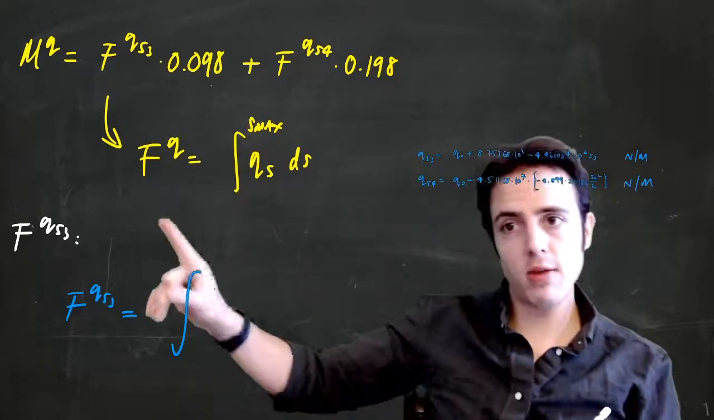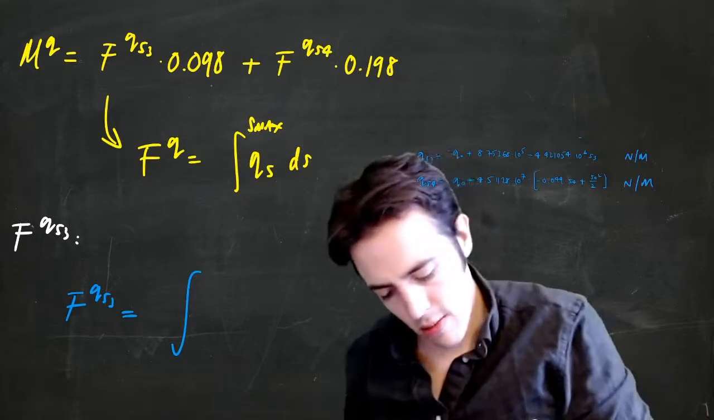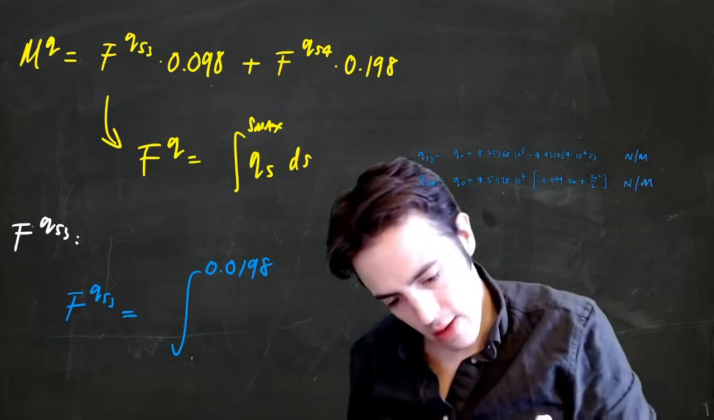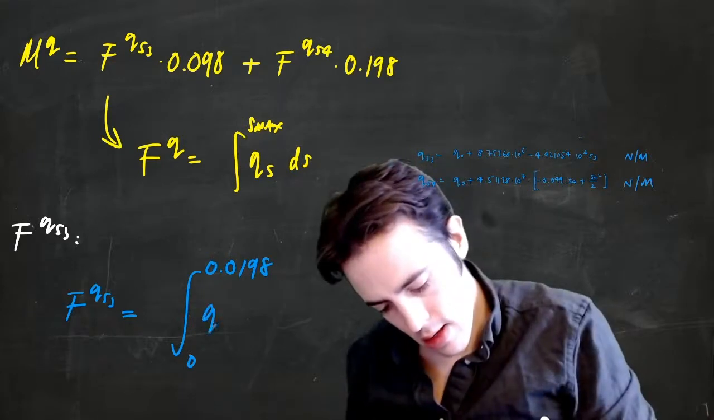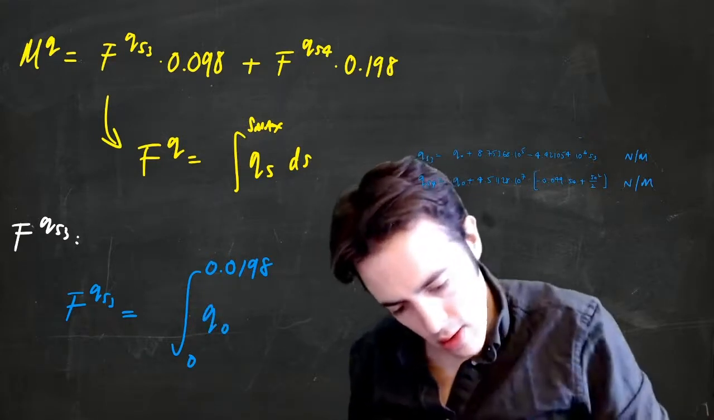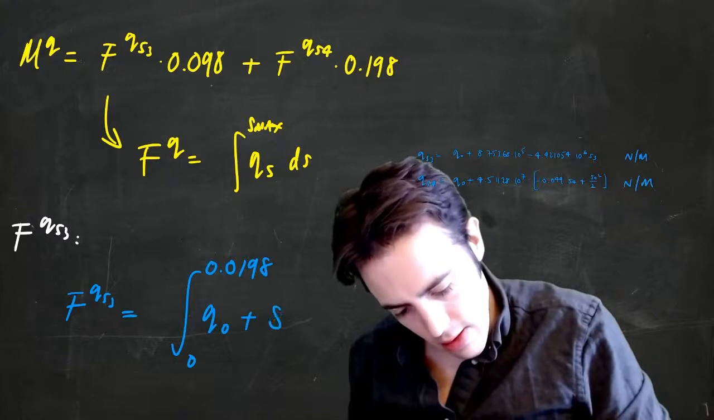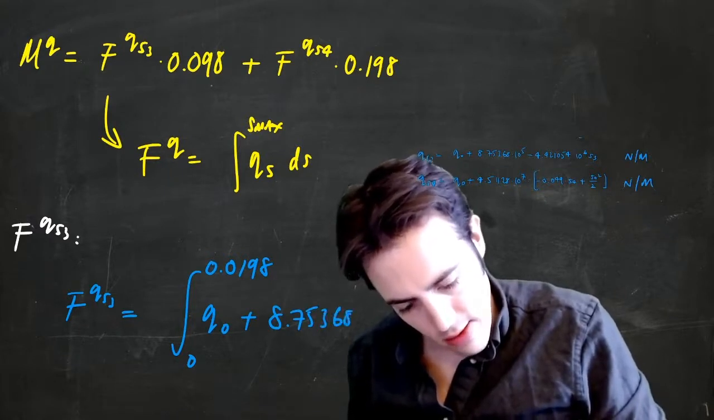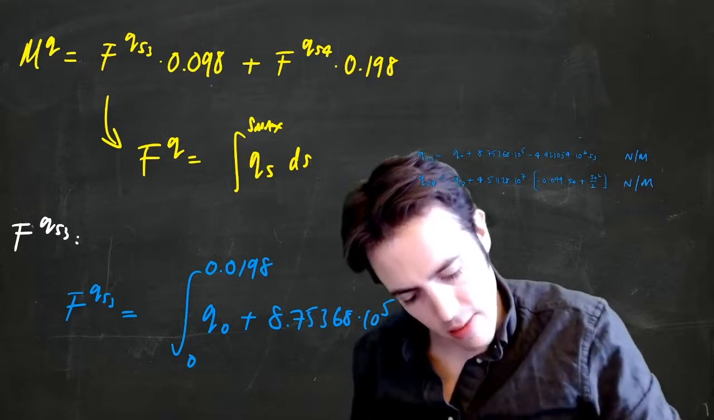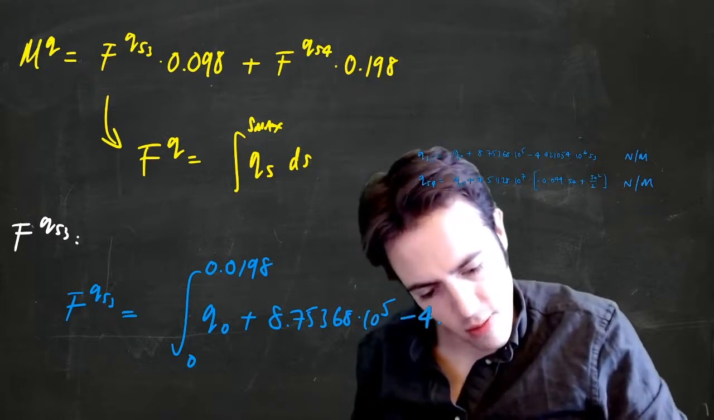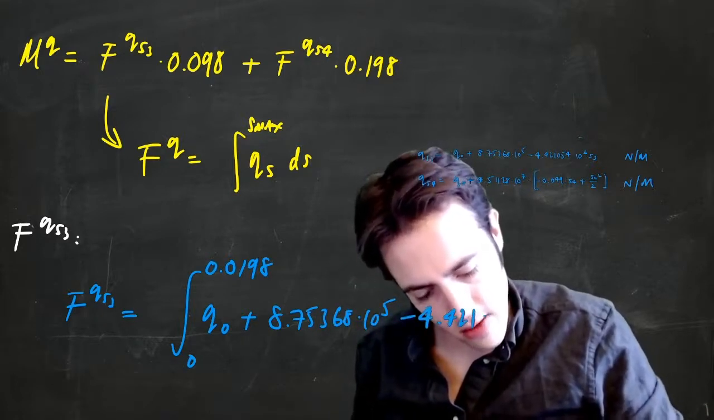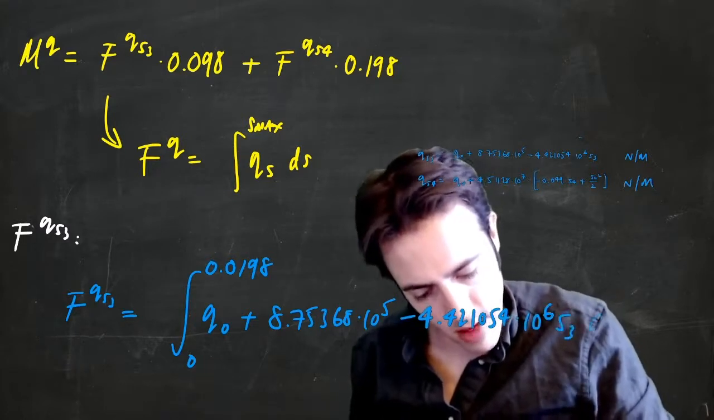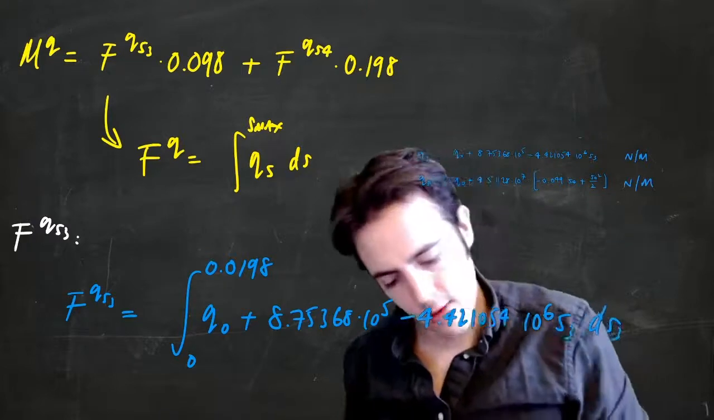We're doing S3, which is horizontal, so we're going from 0.0198 to 0, of Q0 plus 8.75368 times 10 to the 5 minus 4.421054 times 10 to the 6 S3 ds3.